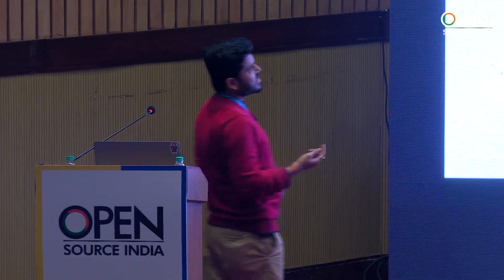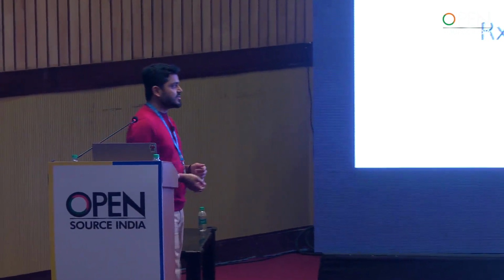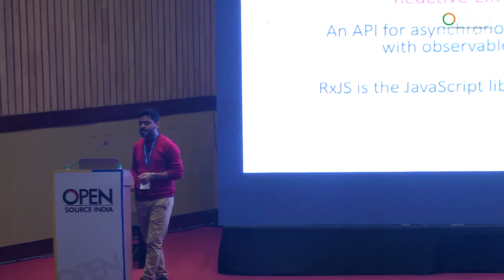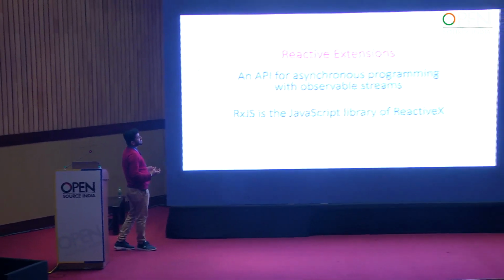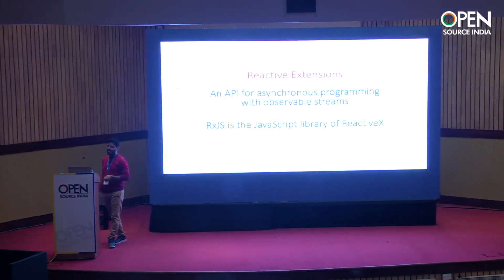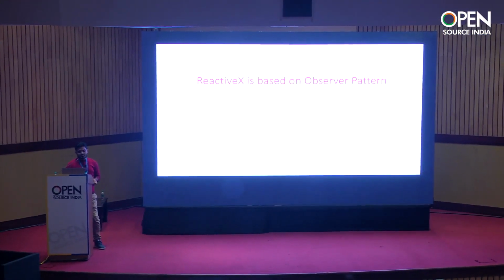So Rx, reactive extension, is a library by Microsoft folks, and they have a lot of versions. You have RxJava, you have Rx.NET, you have RxPython, you have RxJS. RxJS is a JavaScript library for you. They have a bunch of libraries, and behind the scenes the core is reactive extension. That's called Rx, and that's how RxJS, RxJava, RxPython all have come up. So RxJS is a JavaScript library of ReactiveX.